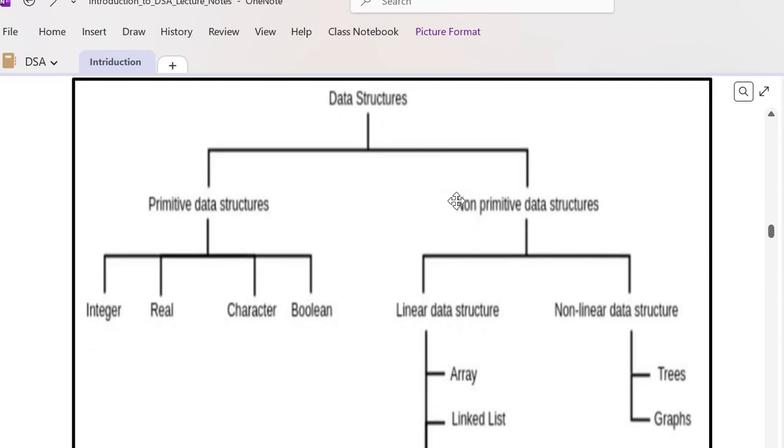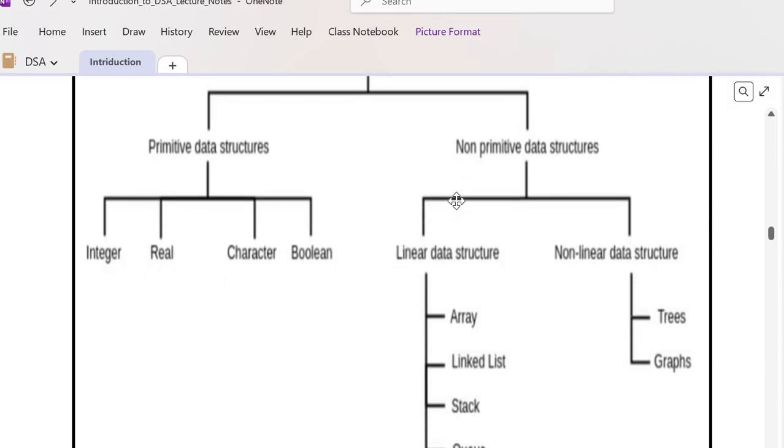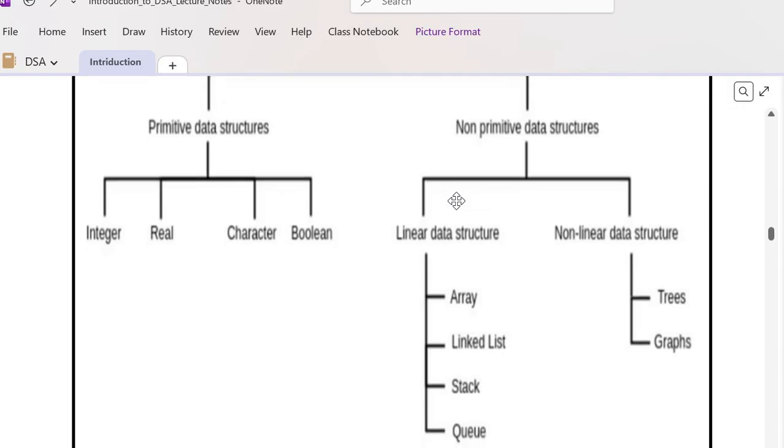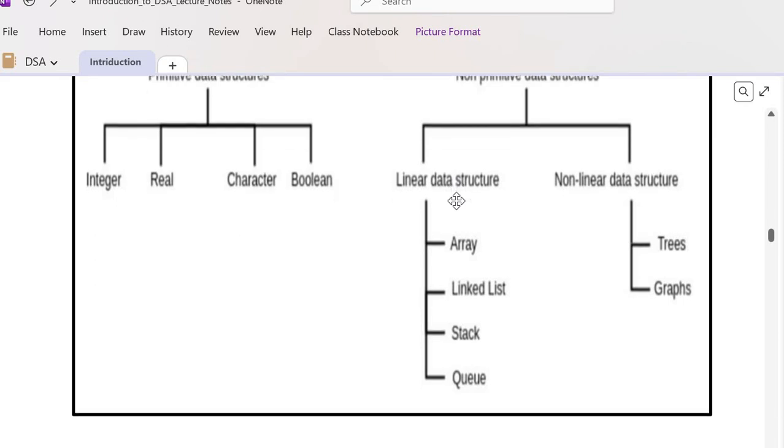So this data structure is represented as primitive and non-primitive. Primitive means very basic data types: integer, real, character and boolean. Non-primitive data structures are array, linked list, stack and queue. Non-linear data structures are trees and graphs. An array stores elements in contiguous memory locations, so a similar set of data type is represented by an array.